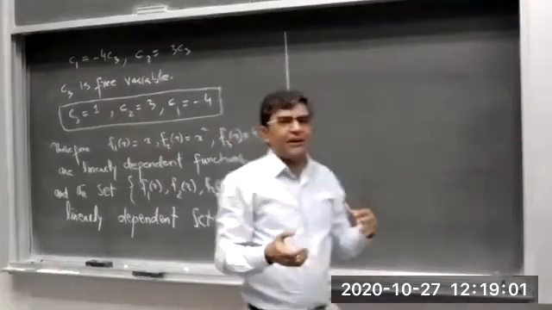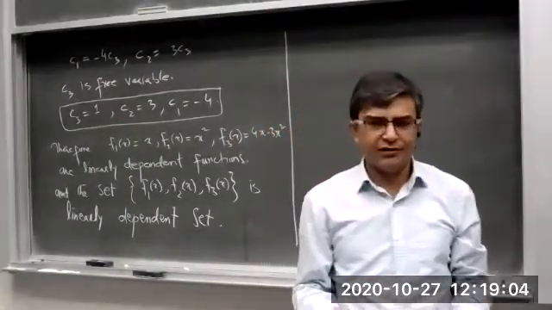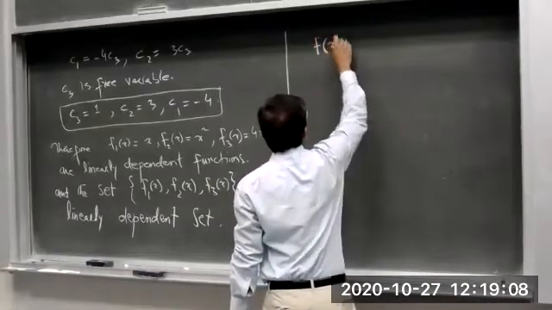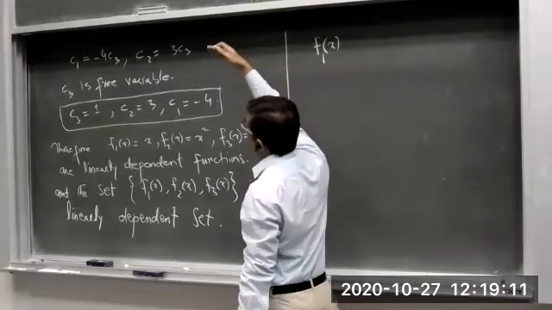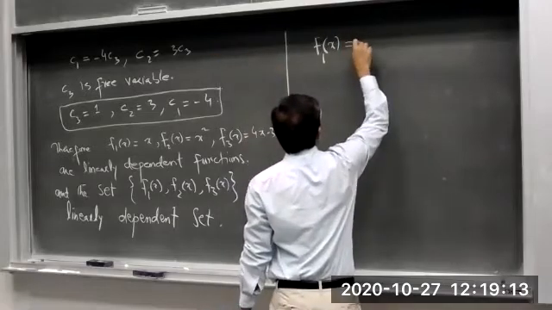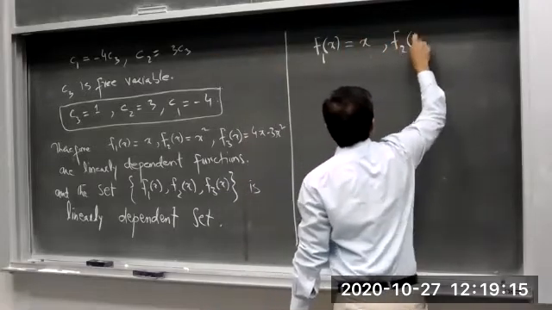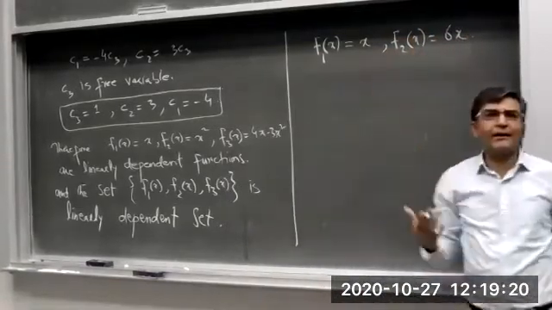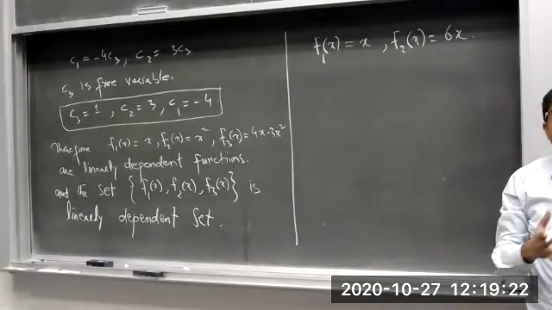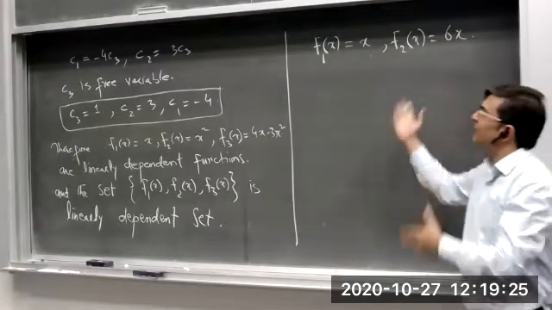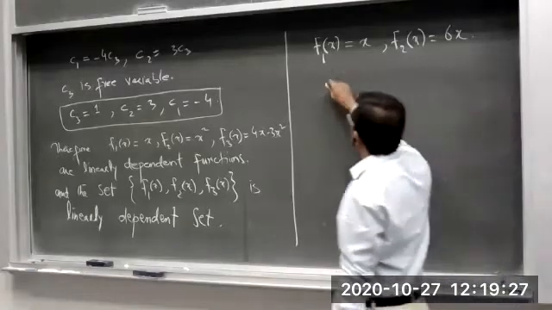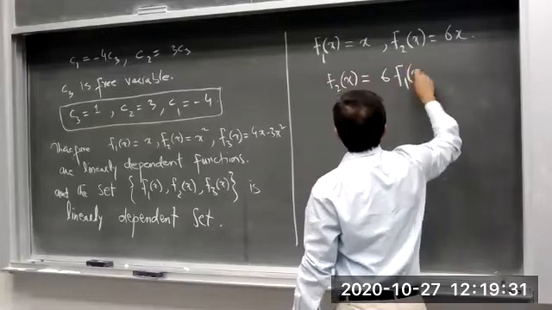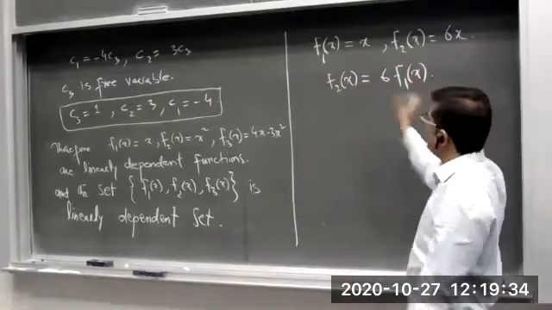If one function can be written as a linear combination of other functions, okay? If you have a function f1 of x equal to x, and the second example f2 of x equal to 6x, are these functions linearly independent? No, they are not independent. The second function depends on the first function. How can we write the second function? The second function is basically 6 times the first function. They depend on each other.